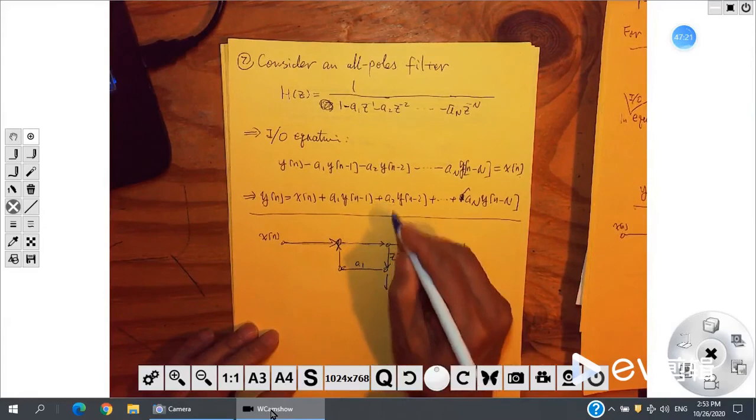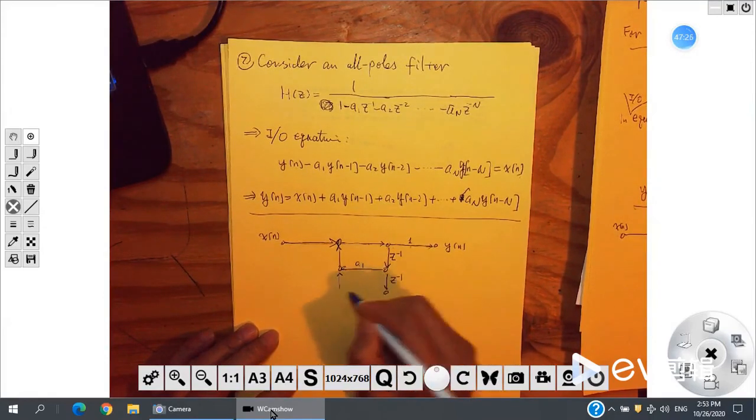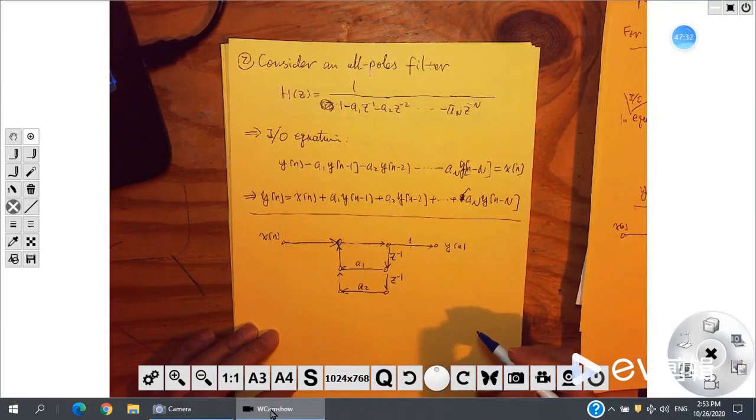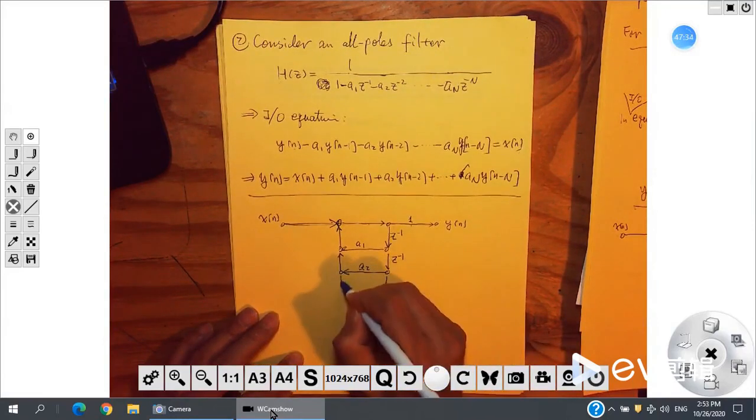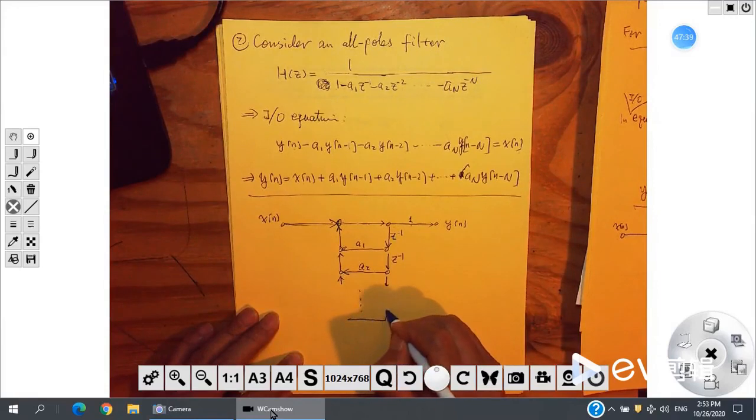This one is a2, so I need a delay here with constant gain a2, okay, and so on. The last one is, here I need one more delay, and here's a constant aN that's coming up. This side is coming down, right, like this.